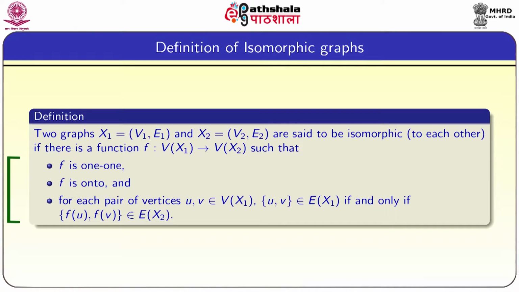That means two graphs are said to be isomorphic if there is a mapping from vertex set of x1 to vertex set of x2 that is 1-1 and onto. Also it preserves the adjacency relationship, that is if (u, v) is an edge of x1, then (f(u), f(v)) is an edge of x2.